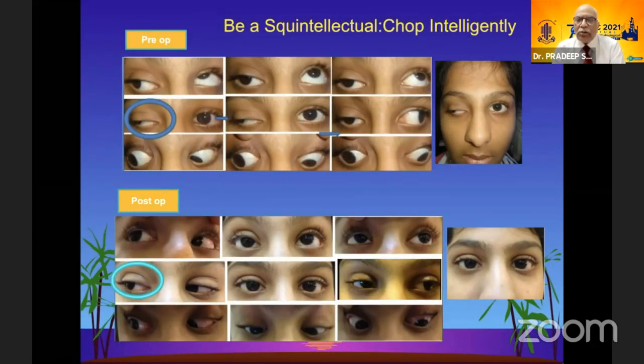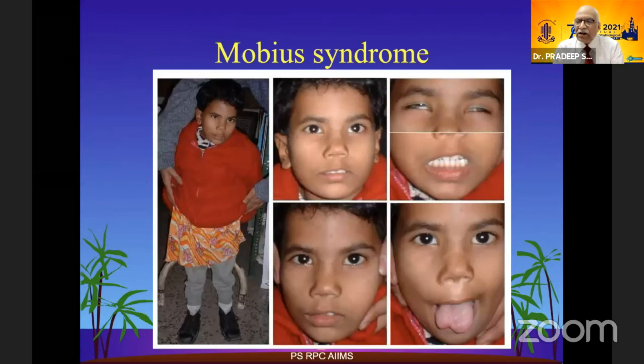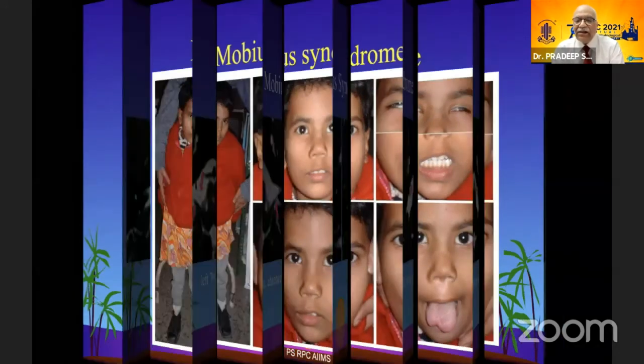So we need to be chopping intelligently, as we say. And these cases are some complex problems which we deal with. Some have already been talked about. Just to show you some slides of, like, Mobius. Remember, it's a condition which may not have a classical secondary misinnervation, but it has fibrosis of the medial recti. And so it has to be done individually again.